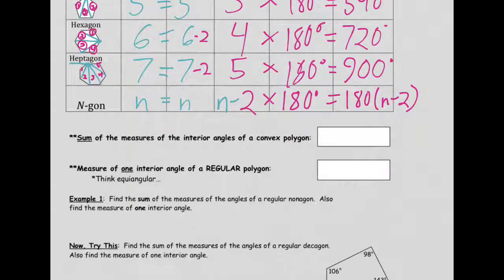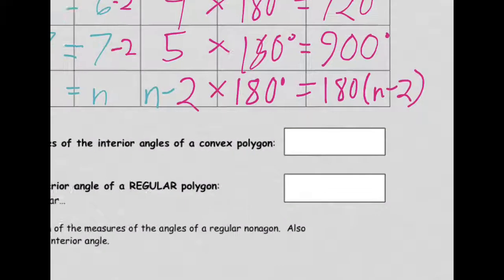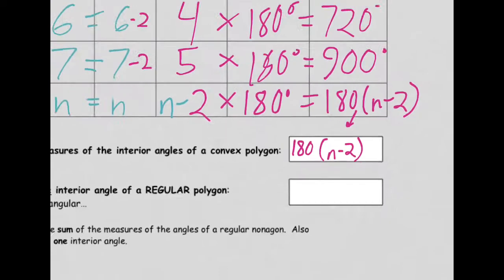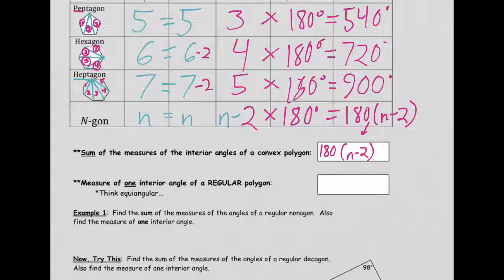So, the sum of the measures of the interior angles of a convex polygon is 180 times the number of sides minus 2. The measure of one interior angle of a regular polygon: think equiangular. All of your angles are going to be the same. So you might have a regular polygon that looks like this, all of your angles being the same.